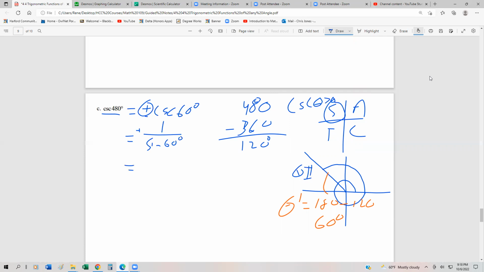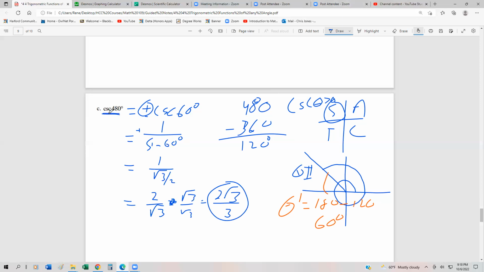If we go into our table, this is actually going to be 1 over root 3 over 2. Or if we multiply by the reciprocal, that's going to be 2 over root 3. And then if we multiply that by root 3 over root 3, that should be 2 roots of 3 divided by 3. And again, we could check this by using our calculators.